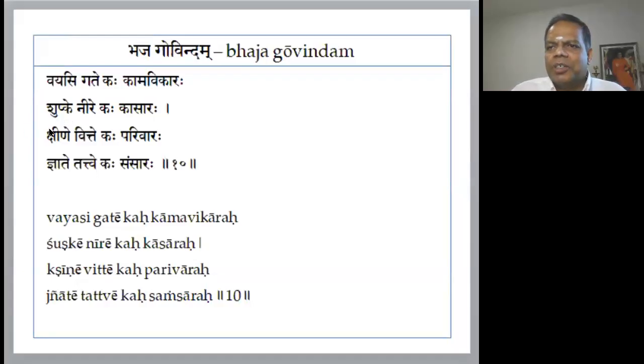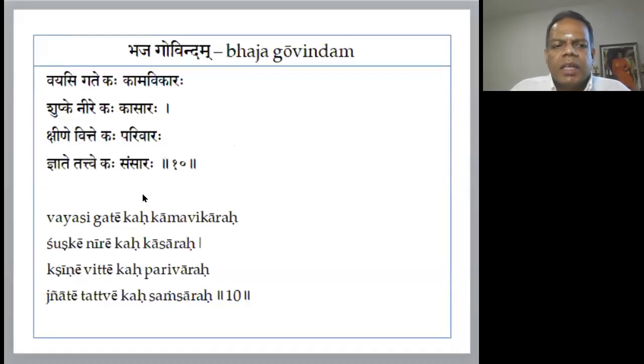There's a difference between both the shs, but generally people may not differentiate, but ideally we should differentiate. Shu, ush, shushke, nire kasara. The next line, kshine, that is also the same sh, because that's the k and sh. Again, the second letter is the cerebral sh, so kshine vitte. Okay, those are the two words.